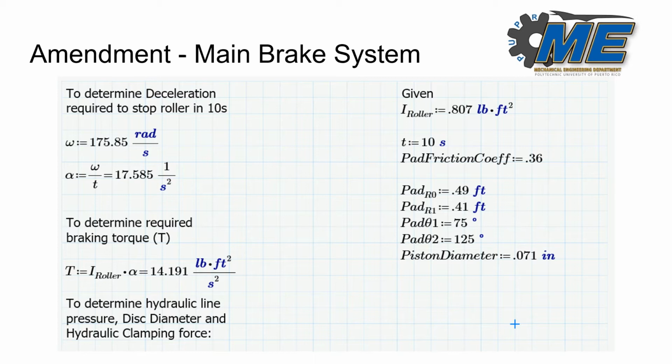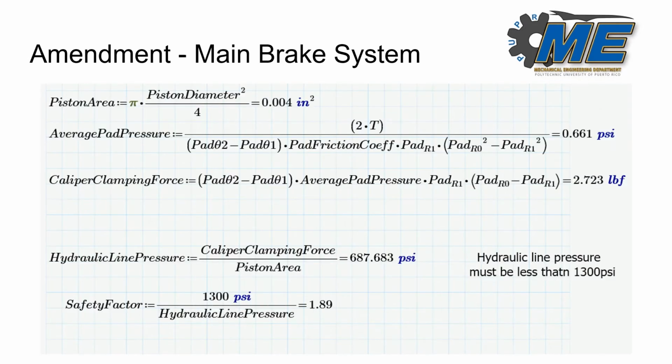The pad dimensions are going to be smaller, and the piston diameter is going to be a lot smaller. This is because we're basically doing everything in scale, which is going to lower all the numbers. As you can see, using the same formulas we used in Phase C1 with the new numbers gives us a hydraulic line pressure of approximately 687.683 psi and a safety factor of around 1.89, which is well within the limit that we set at first in the MOPs.